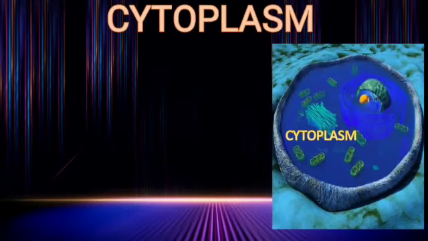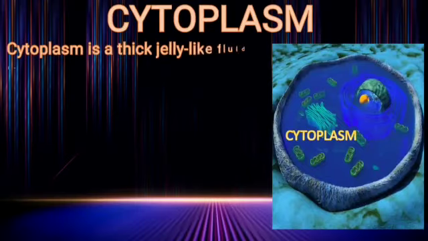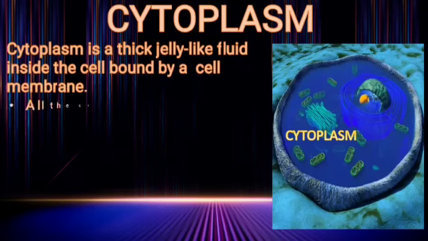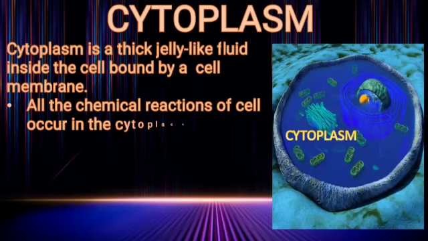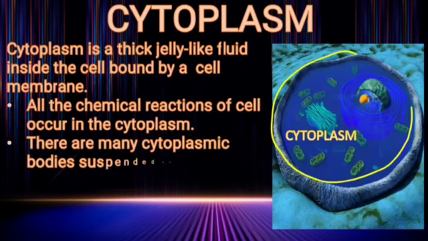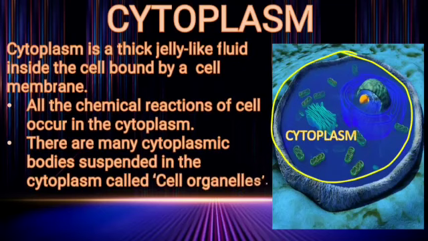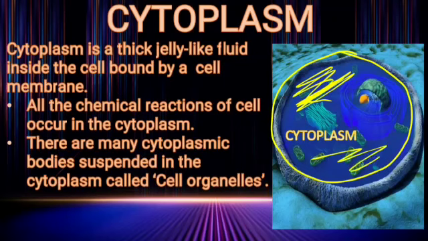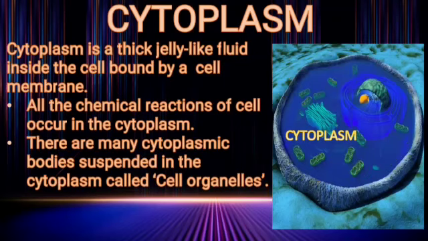Now we will learn about cytoplasm. Cytoplasm is a thick jelly-like fluid inside the cell bound by a cell membrane. You can see here it is a cell membrane, the outermost covering of the cell, and inside this, cytoplasm is present. All the chemical reactions of the cell occur in the cytoplasm. There are many cytoplasmic bodies suspended in the cytoplasm called cell organelles.